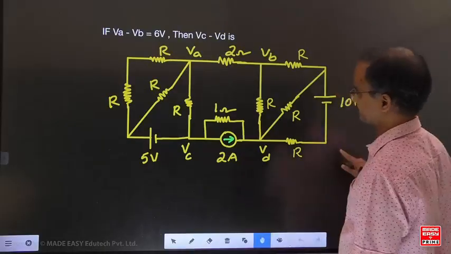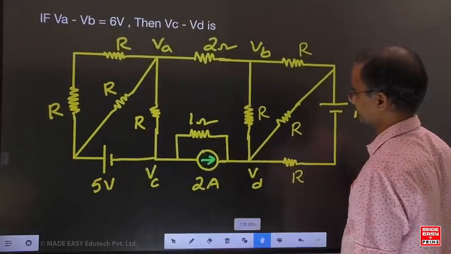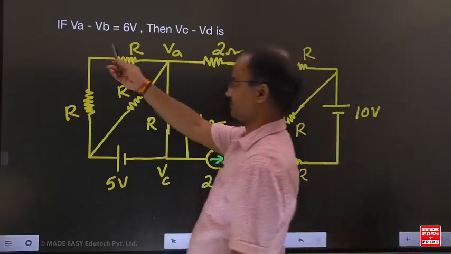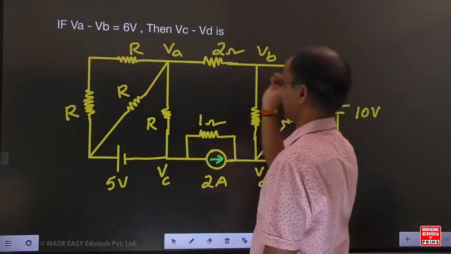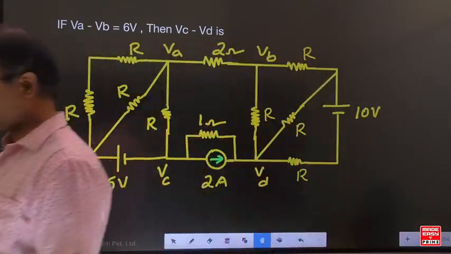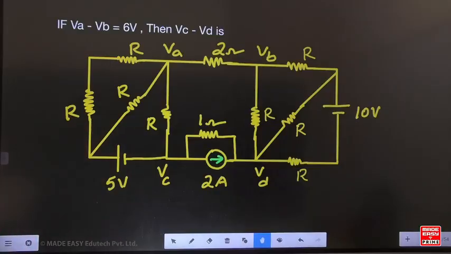Now draw this figure. Check this: VAB equals 6 volts. Find VC minus VD. Check once.